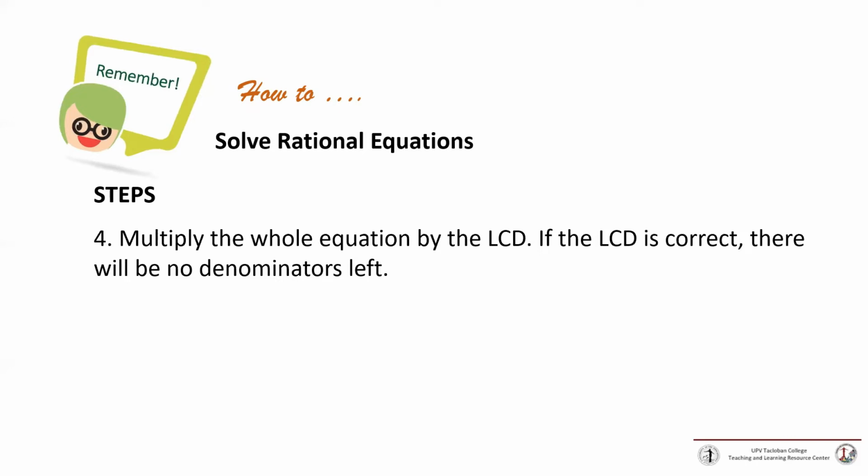Number 4, multiply the whole equation by the LCD. So if you already have the LCD, then you're going to multiply that LCD to the whole equation. Meaning to say, to both sides of the equation. If the LCD is correct, there will be no denominators left. Again, multiply. And then number 5, solve the remaining equation.